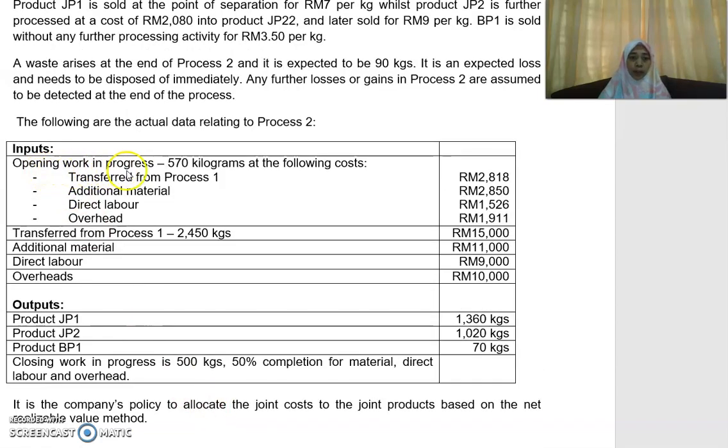So here you have your opening work in progress. In your opening work in progress, you are given the value instead of the percentages. If you are given the value, you know that you have to use the weighted average method. You cannot use the FIFO method. Why? Because if you are using the FIFO method, then you need the percentages or the degree of completion for each of these elements of cost. In this case, you are not given the information about the percentage of completion. Therefore, you can only use the weighted average method or the average cost method.